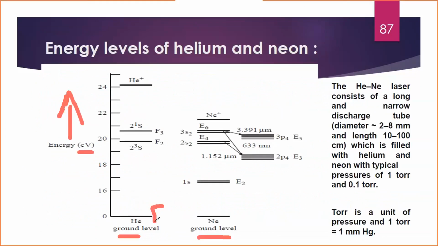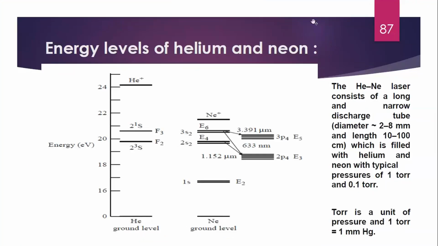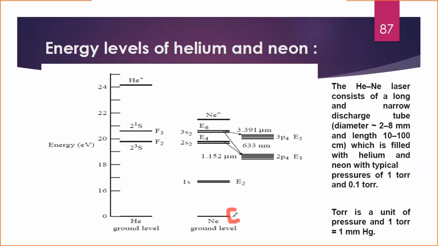Suppose this ground level I denote as F1, here it is F2 and then F3. This is the same excited state but split into two parts because of the spin component, so that's why we see 2 1S and 2 3S. Similarly, here is the neon ground level, which you can call E1. Then this will be E2, then E3, E4, E5, and E6. Of course E6 has larger energy compared to E5 and all the others. That is how one can define the energy levels for neon and for helium also.